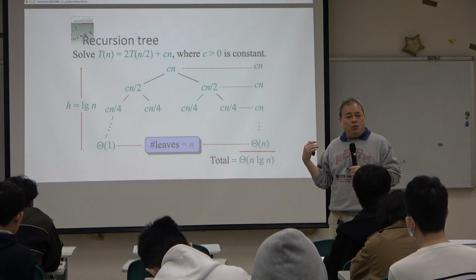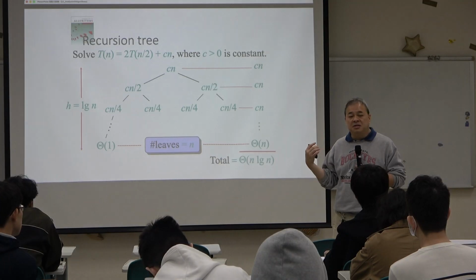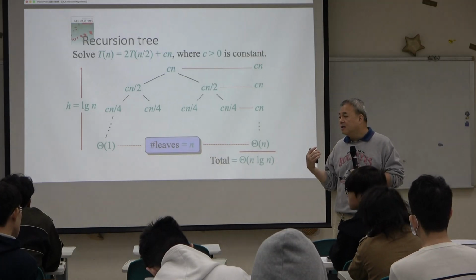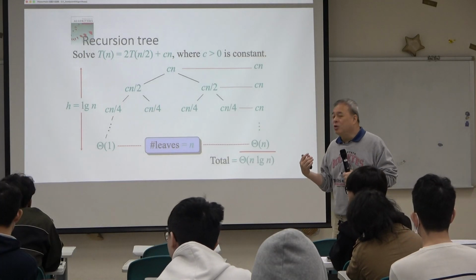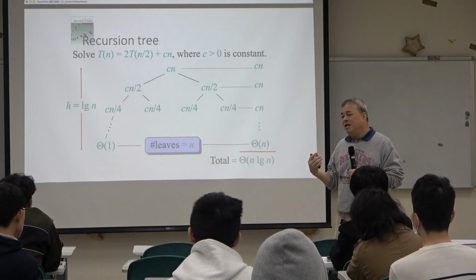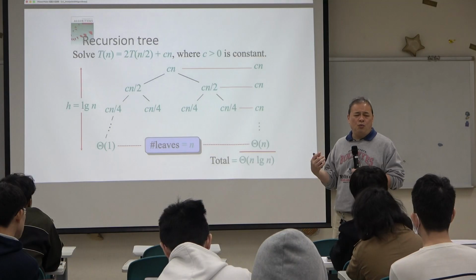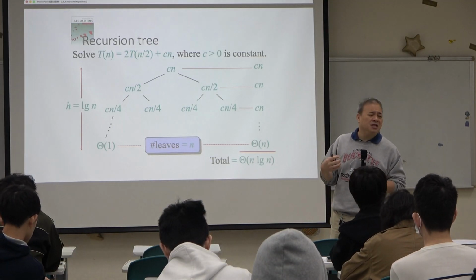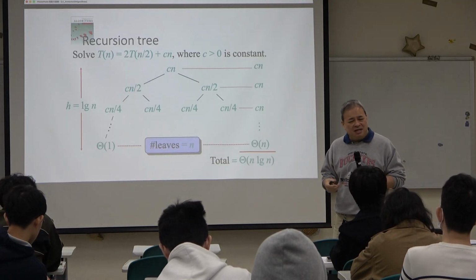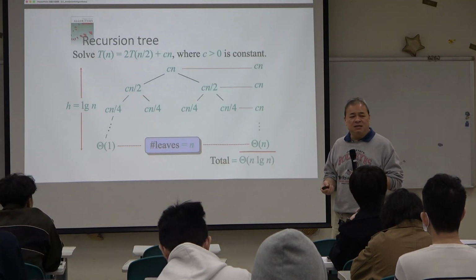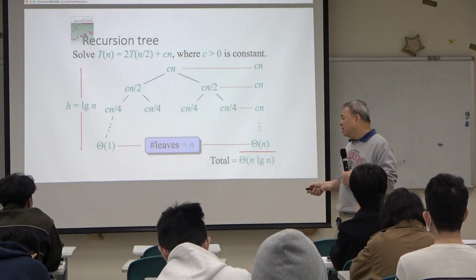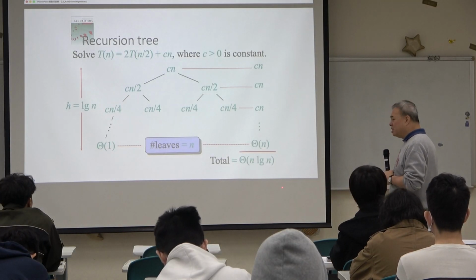Is this the worst case or average case, by the way? For all the cases, yes. In merge sort, there's no worst case, there's no best case, there's no average case. Basically, every case will go through a similar process. So you have n log n.